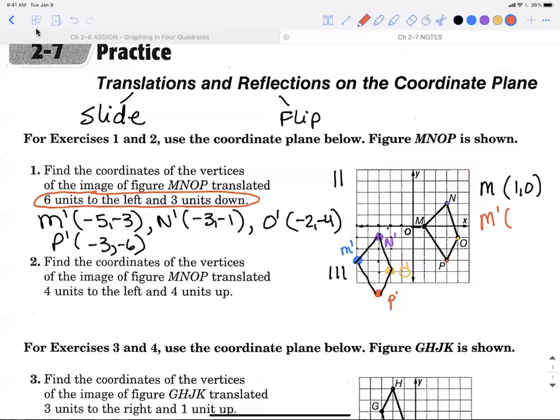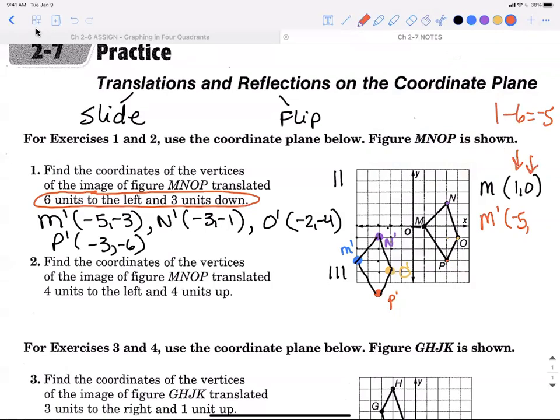Because for your X value, remember your left and right movement is your X, right? If your original X was a 1 and you went negative or to the left 6 units, what does 1 minus 6 equal? Cam? -5. So my new X is -5. Now look at your old Y value. Your old Y value was 0.